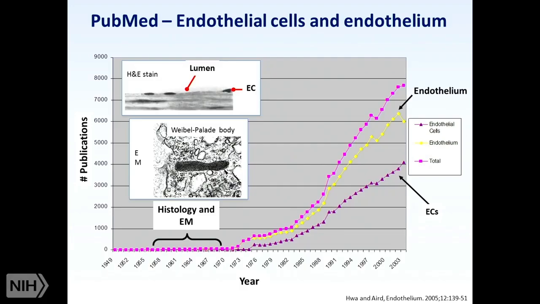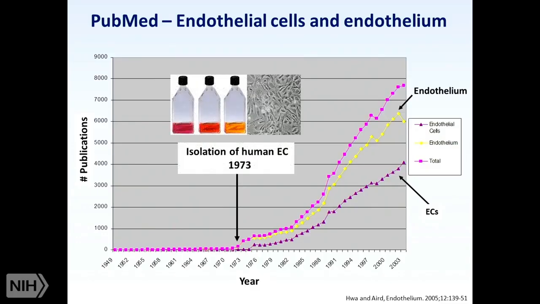Something then happened in the early 1970s that changed the landscape. And this was the first isolation and culture of endothelial cells from humans, originally from umbilical veins from discarded placentas, described by two independent groups, Eric Jaffe and Michael Gimbrone. Now investigators had a powerful means to study highly purified populations of living cells under tightly controlled conditions. And this led to an exponential increase in the number of publications and enormous advances in our understanding of endothelial biology.